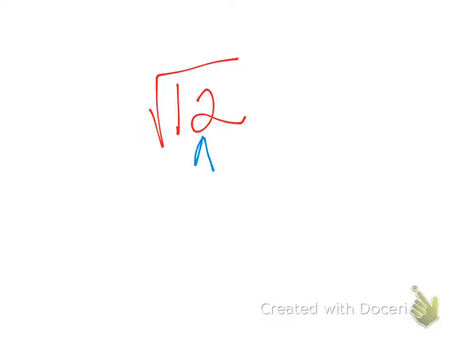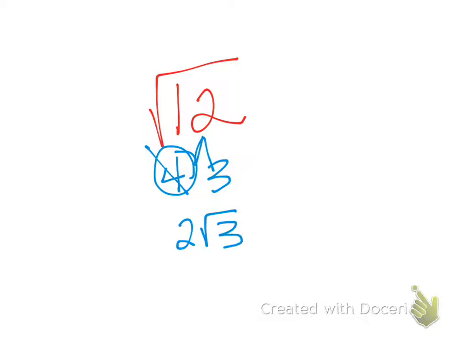So here I'm going to simplify this into 4 times 3. I'm going to circle my perfect square, which is 4. I'm going to bring a 2 out from the 4, and I'm left with the square root of 3. Okay, again, you can check that. Type in square root of 12. Type in 2 square root of 3, and they need to match.